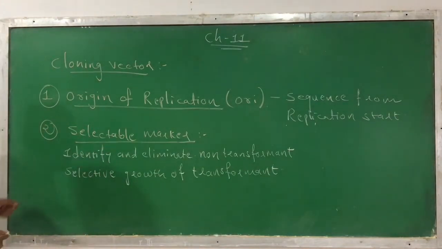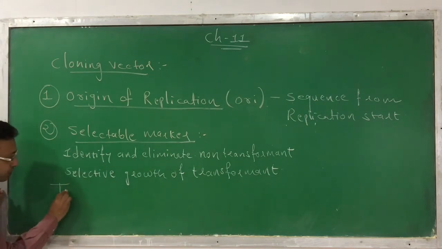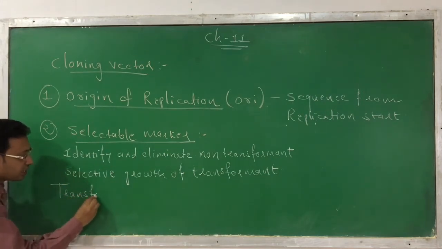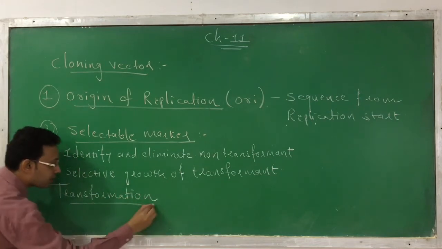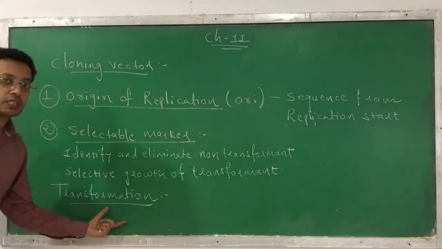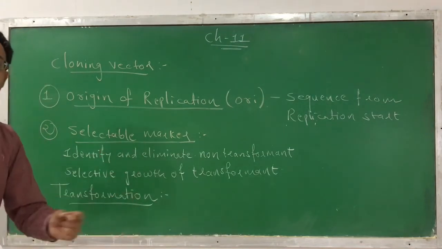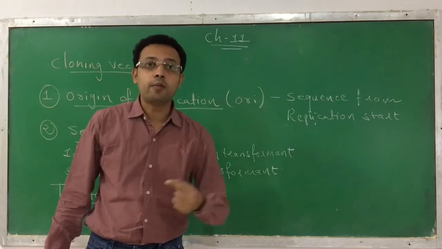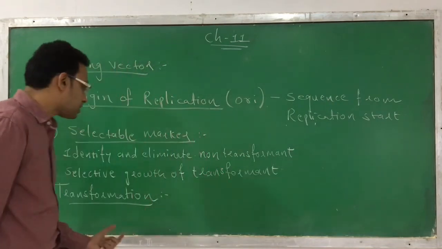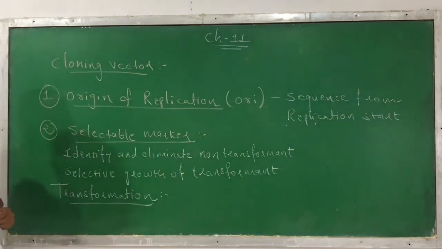What is a transformant? Transformation is a process in which a change occurs in the DNA sequences. What is called transformation? It is a change that occurs in the DNA sequences, and the recombinant DNA is formed. This is called the transformation process.